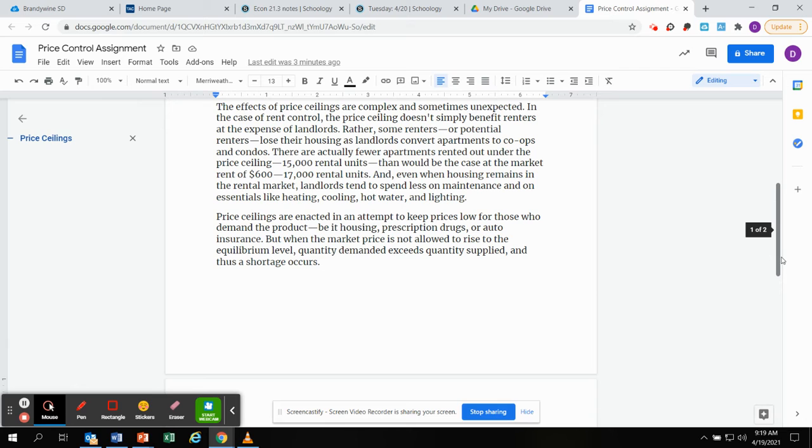Price ceilings are enacted in an attempt to keep prices low for those who demand the product, be it housing, prescription drugs, or auto insurance. But when the market price is not allowed to rise to the equilibrium level, quantity demanded exceeds quantity supplied, and thus a shortage occurs.